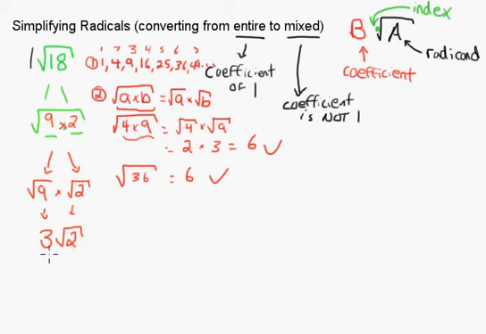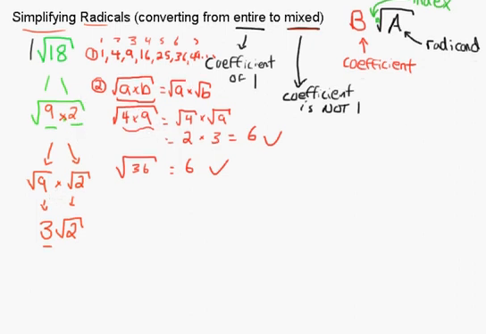And now if you look at this, you have a coefficient of 3, so therefore it's a mixed radical and not an entire radical. So that's what simplifying radicals is all about: reducing an entire radical into a mixed radical by using this identity here.